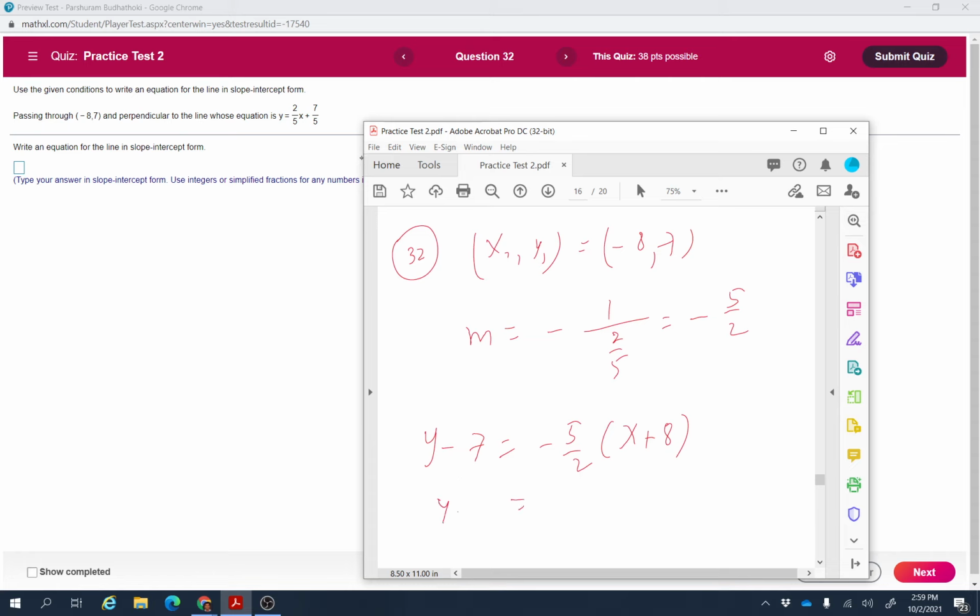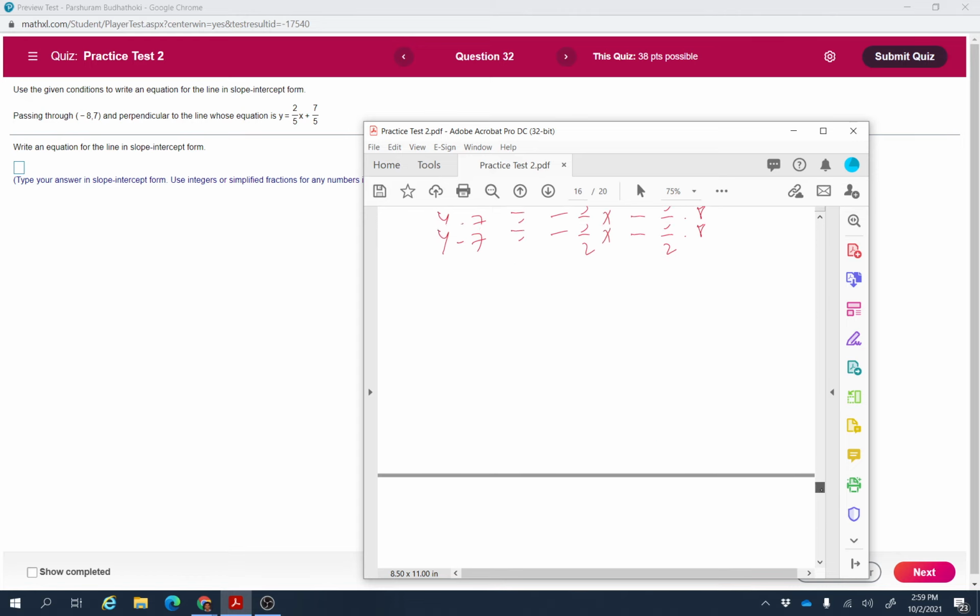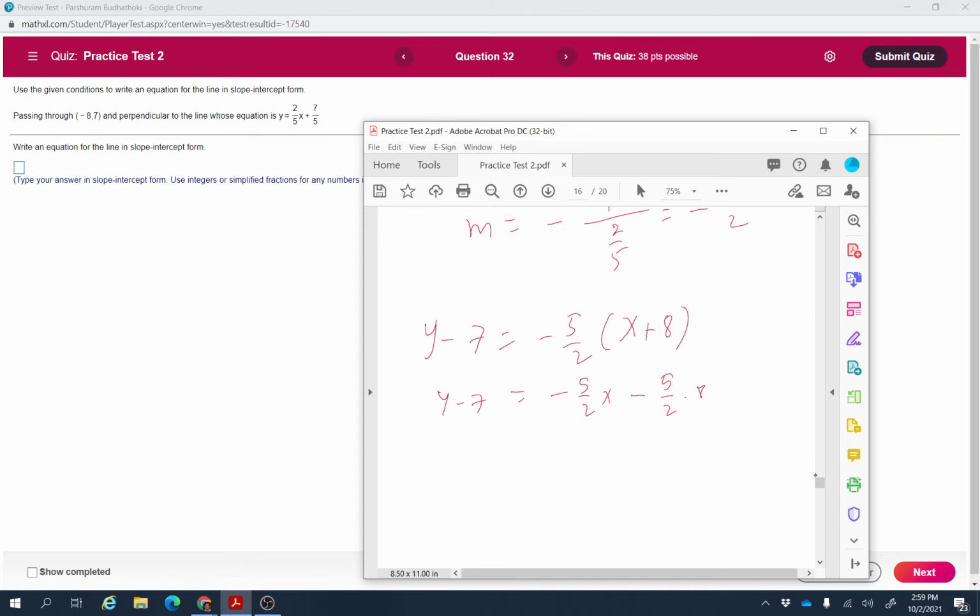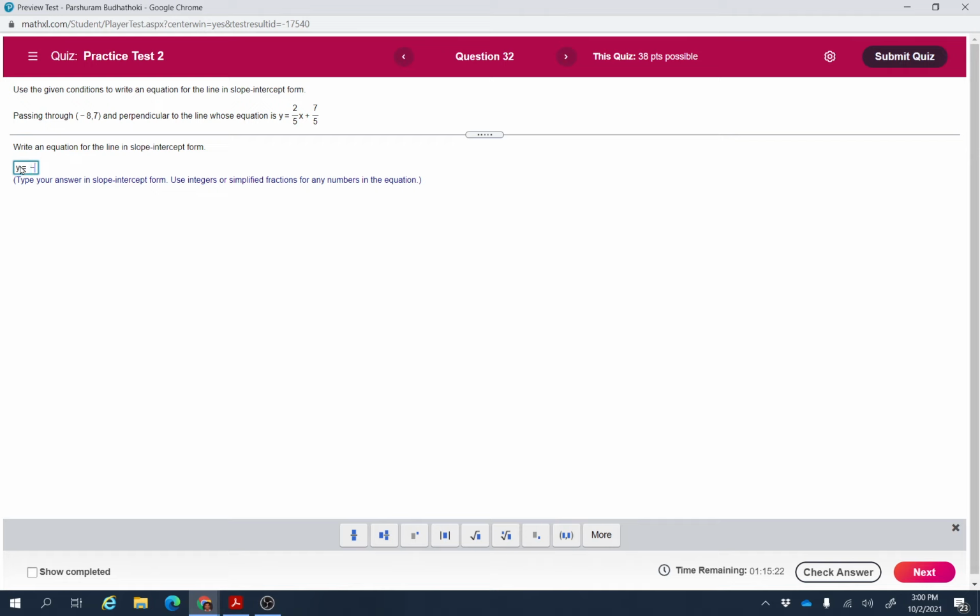So for the slope intercept form, first of all distribute this -5/2, and that will be -5/2 times 8, which is 20, and then add 7 here. So that will be y equal -5/2x, and if you multiply this thing it will be 20. -20 plus 7 is -30. So that's the equation of the line you are looking for. So y equal -5/2x minus 30.